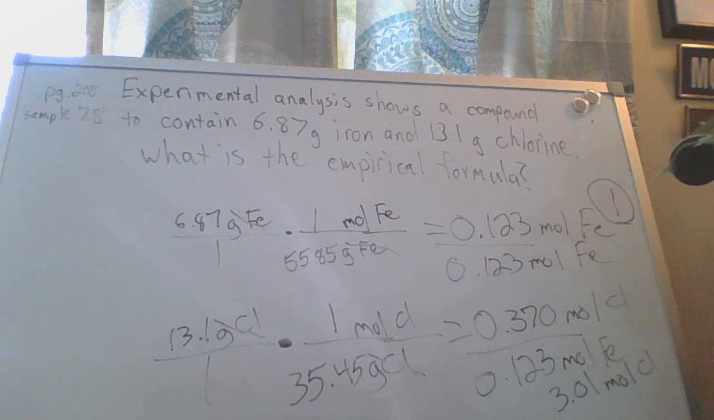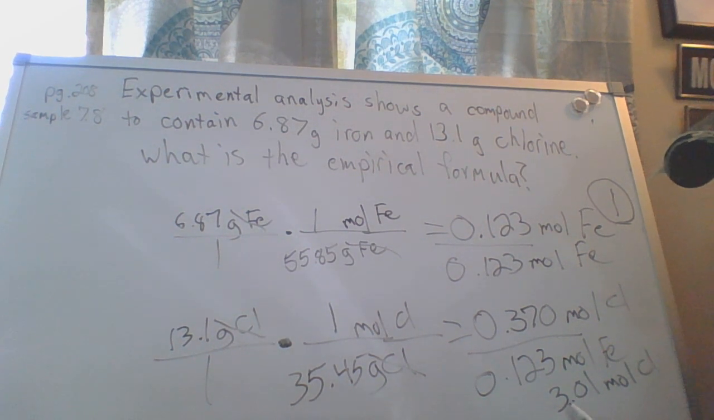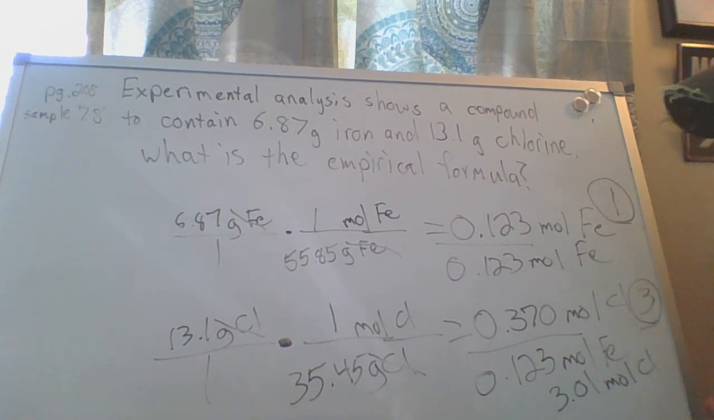Now, because not all these numbers are completely accurate to lots of sig figs, there's going to be rounding involved. Hopefully you can understand that 3.01, what whole number is that really close to? The whole number is close to 3. So basically what we're saying is, I'm going to put a 3 here and circle it. What we're saying here is for every 1 mole of Fe, we have 3 moles of Cl. And from that, we can come up with an empirical formula.